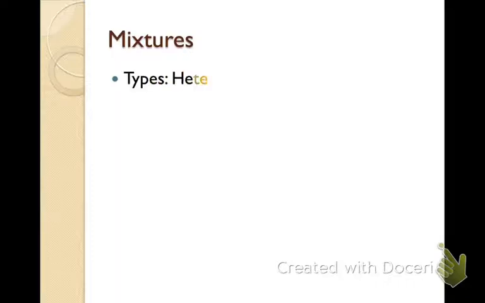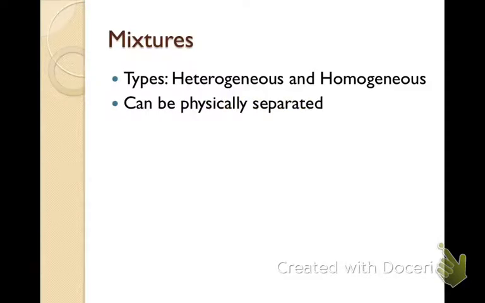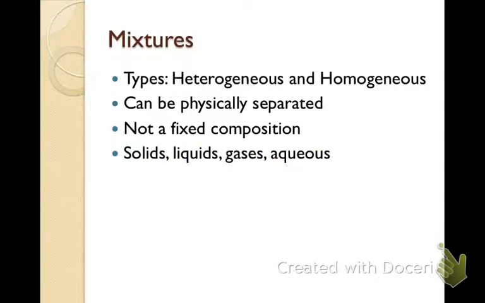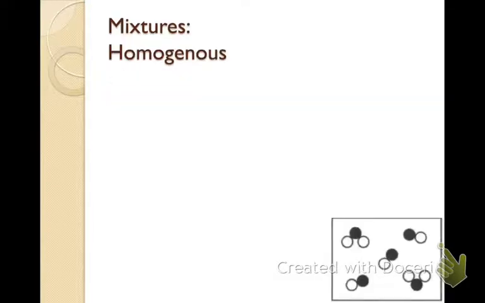These are going to be mixtures. There are two types of mixtures, heterogeneous and homogeneous, and these can be physically separated. Again, there's a separate video on how to separate out mixtures, and those are all physical separations. They're not a fixed compound. An example of this would be salt water. You could have salt and water, but the ratio of salt and water can be different from one sample to another. If I asked each member in your group to make salt water, you could each put in a different amount of salt to water, and that would be a mixture. We have solids, liquids, gases, and aqueous solutions.